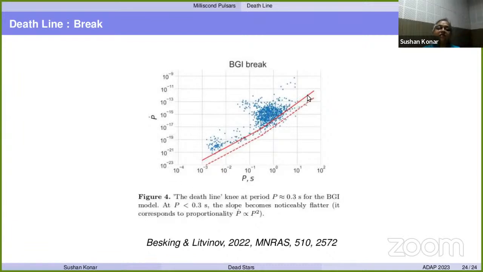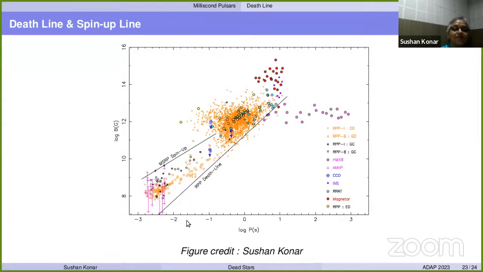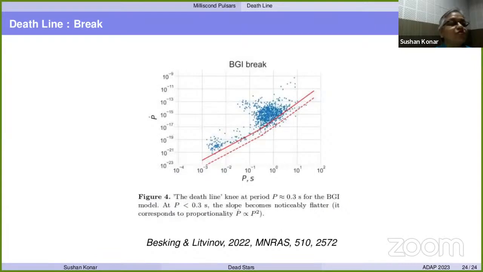Look at their death line. They have given 2 death lines using 2 different sets of parameters. And you see that in the upper region, this is the line, and in the lower region, the slope has changed. Okay. And exactly what we were seeing in the earlier picture, we really need a line like this, with a different slope, which will hug the population. And exactly that is what they have done.